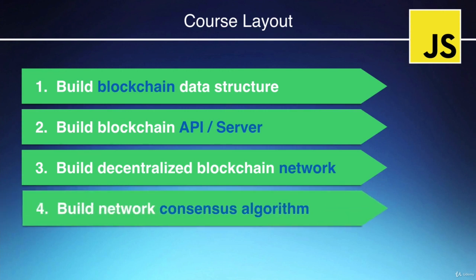Next, we will create a consensus algorithm. Our consensus algorithm will be used to make sure that our entire blockchain stays synchronized, and it will be used to make sure that each node in our network has the correct blockchain data.